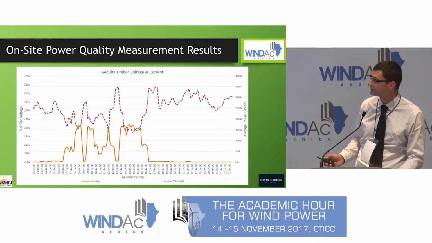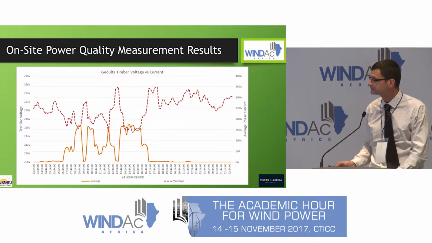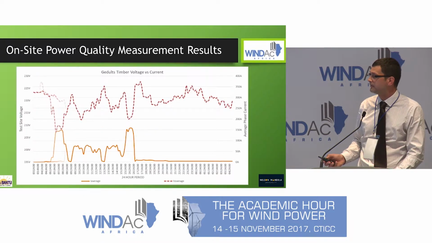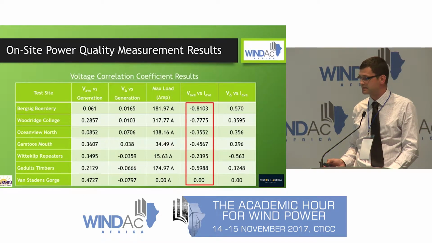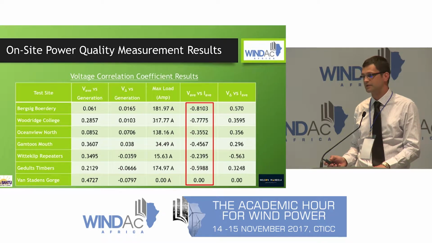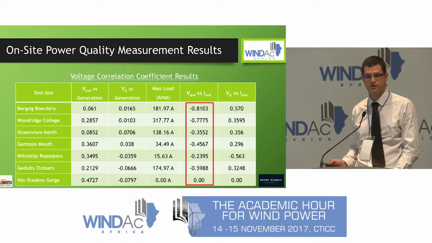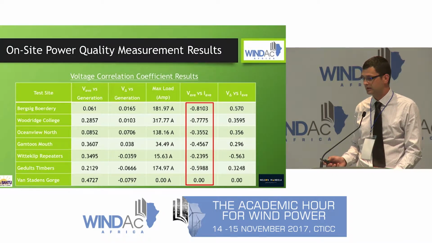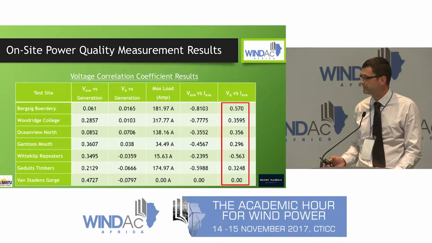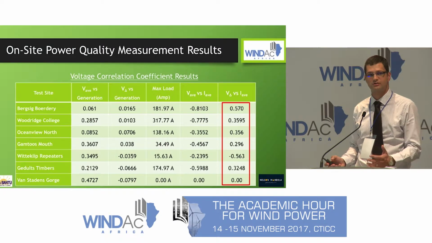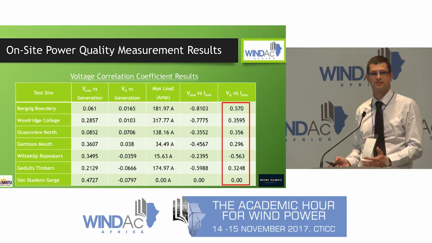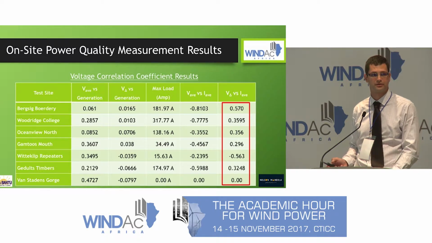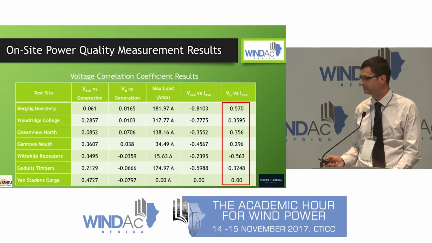I unfortunately have to move a bit quicker through these. Basically what this tells me is that current has a bigger effect on the voltage at the specific site than the actual generation, indicating that the wind farm's generation does not affect the voltage as much as the actual local current at the different sites do.